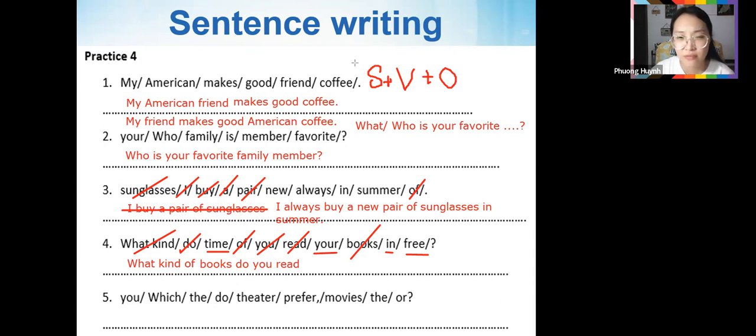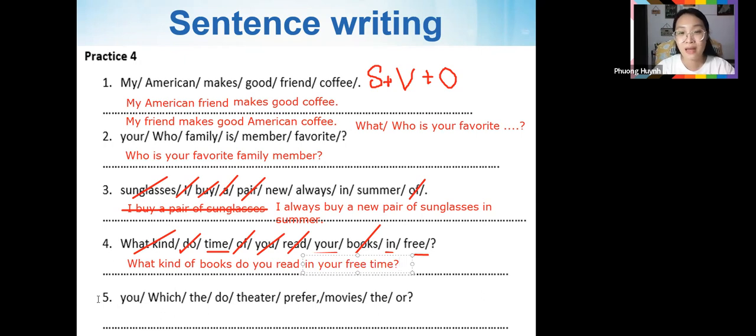So we still have time, your, in, free. In your free. Yes, so you say in your free time. All right, so the full sentence is what kind of books do you read in your free time? Bạn đọc có loại sách gì vào thời gian rảnh, đúng không?